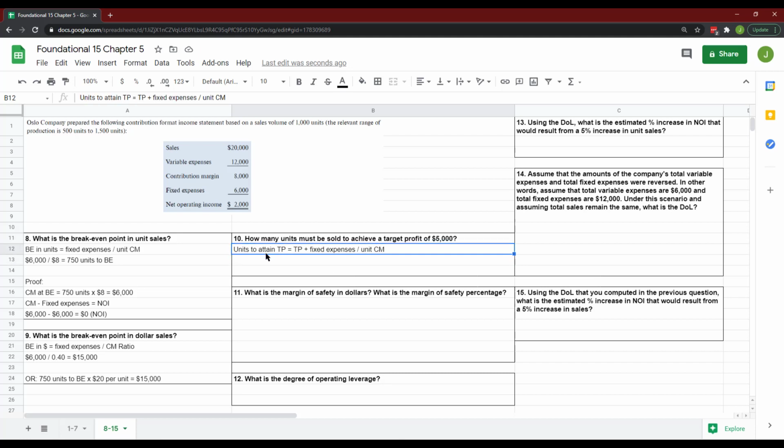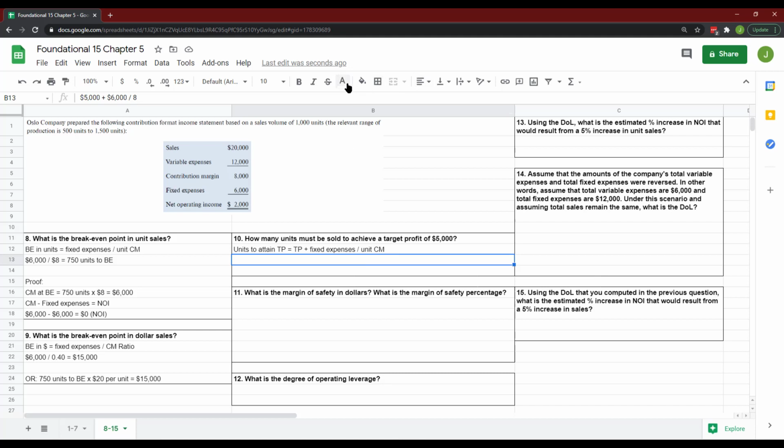If we were finding the dollar sales to attain a target profit, you would use the same formula except in the denominator you would use your CM ratio. That's the only difference. So in this case, we're not looking just to cover fixed expenses with our sales. We're looking to cover something a little bit above fixed expenses, in this case $5,000, so we at least have a profit at the end of it all.